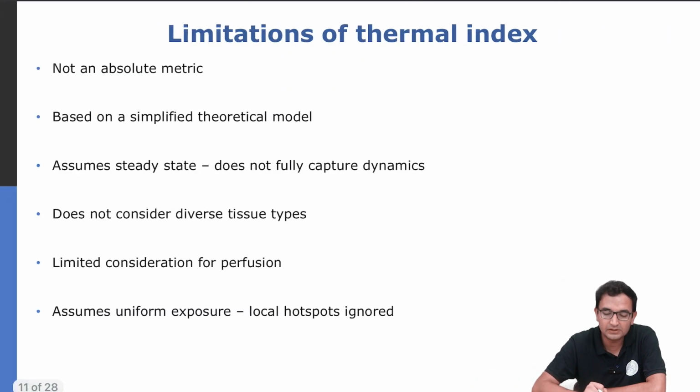So these are some examples that are important for promoting safety, but there are limitations to these indices. They are not absolute, as I said earlier; they are based on simplified theoretical models, but they are useful. They don't fully capture the dynamics of thermal behavior, as they assume a steady state. They also consider some tissue types like bone, soft tissue, fat, etc., but human tissues are very diverse and heterogeneous, so that full complexity is not captured in the thermal index. Also, there is some modeling for perfusion or blood flow, but that is not very elaborate.